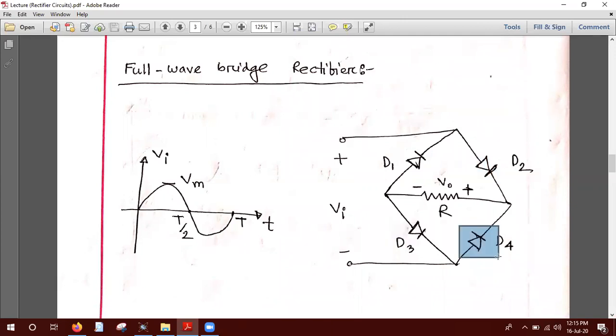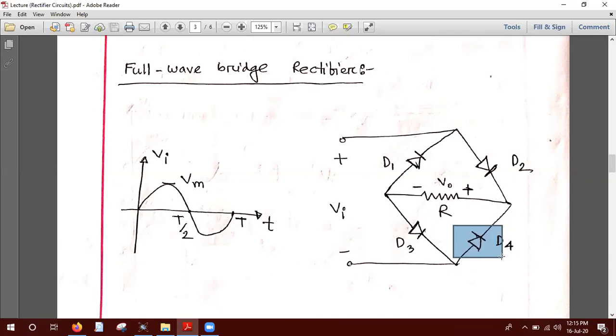So in this configuration, for the positive cycle, D2 and D3 work. For the negative cycle, D1 and D4 work. So that's why in both the positive and negative cycle, we get output voltage in the output for the full wave rectifier circuit. But in the half wave rectifier, there is only one diode.